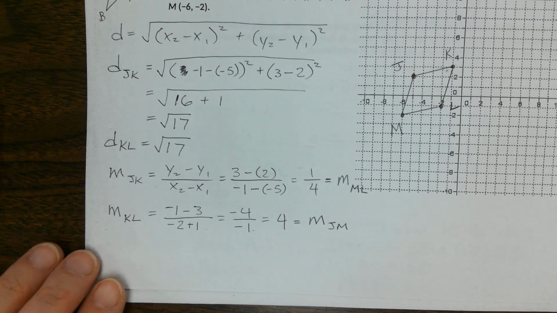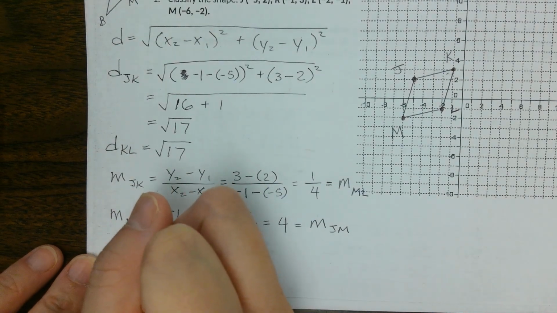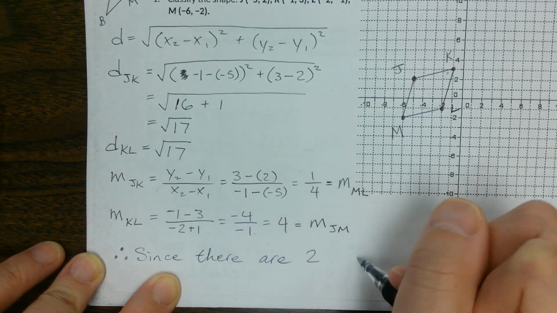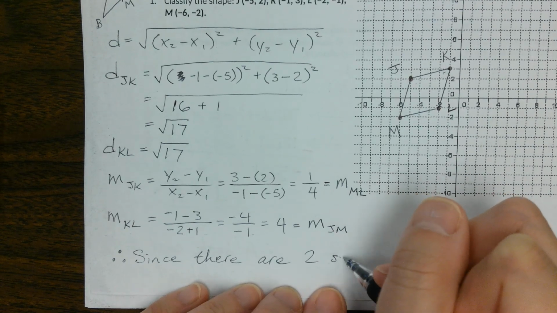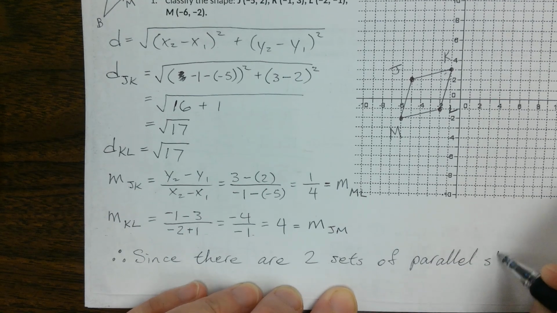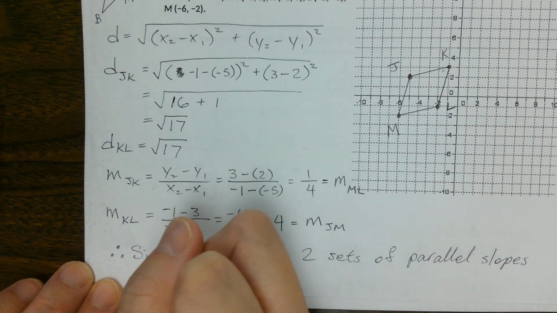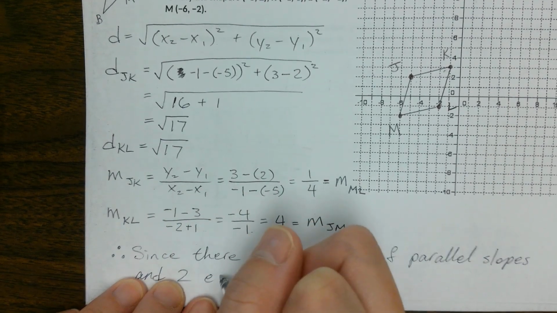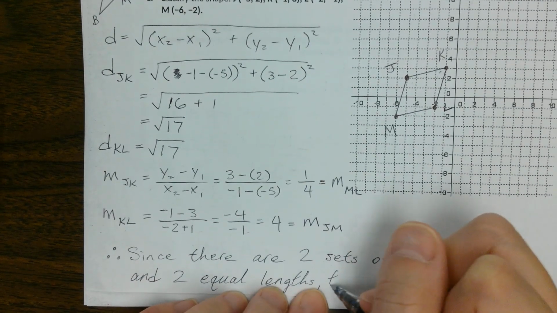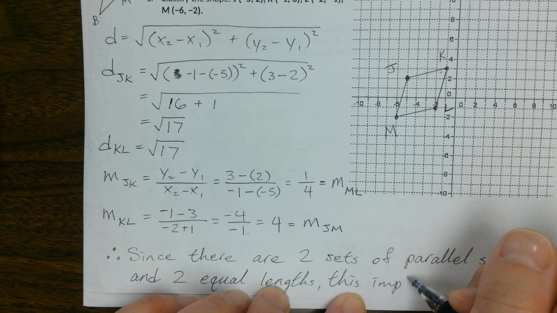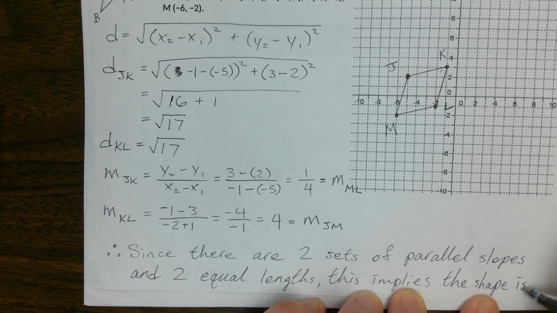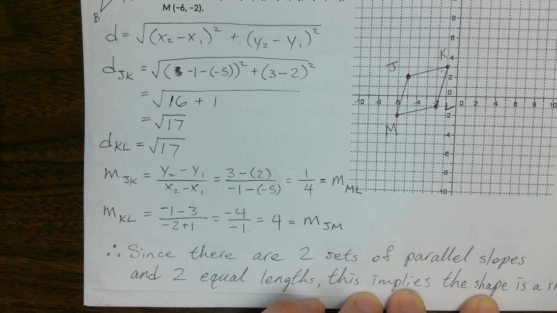Okay, so therefore, since there are two sets of parallel slopes and two equal lengths, this implies the shape is a rhombus.